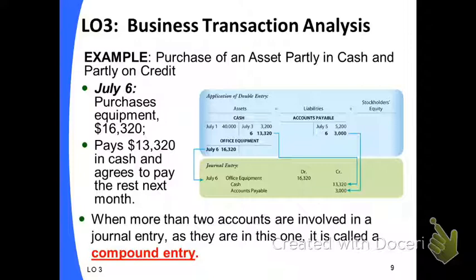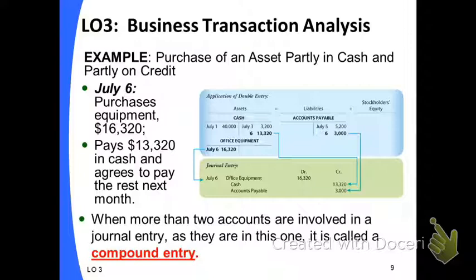It's similar to what you would do if you bought a car, where you had to put a down payment down for the car and then maybe you had to take a car loan out for the balance. So on July 6th, our company purchases equipment for $16,320. They pay $13,320 in cash and agree to pay the rest next month.